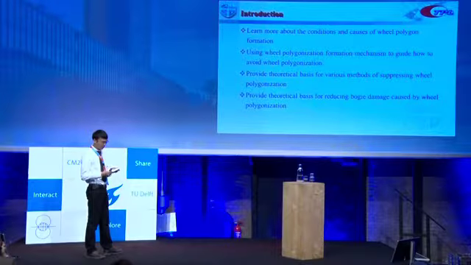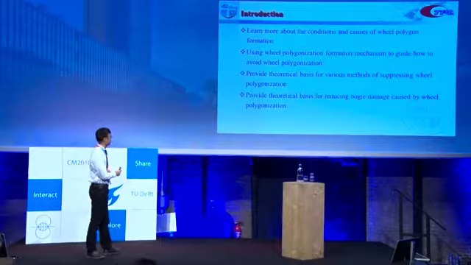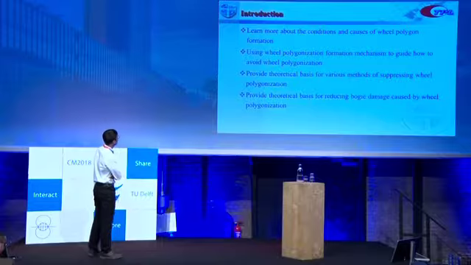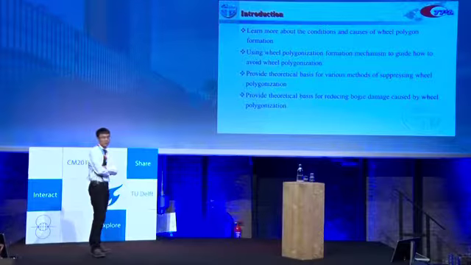Firstly, I'll talk about the purpose we study the wheel polygonization. I think there are mainly 4 parts. Firstly, we need to learn more about the conditions and causes of wheel polygon formation, and use the wheel polygonization formation mechanism to guide how to avoid the wheel polygon, and provide the theoretical basis for various methods for suppressing the wheel polygon. And the last one, provide the theoretical basis for reducing damage caused by wheel polygonization.